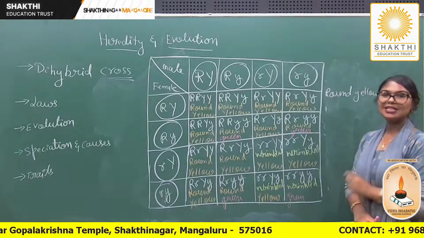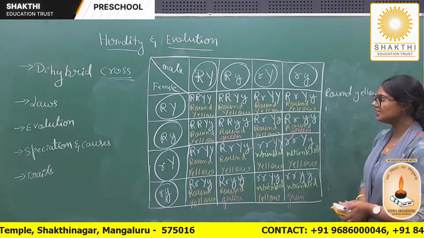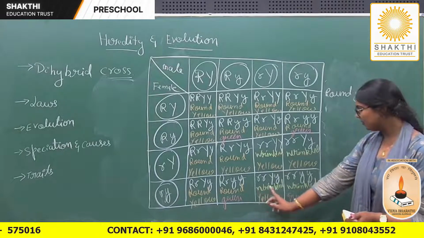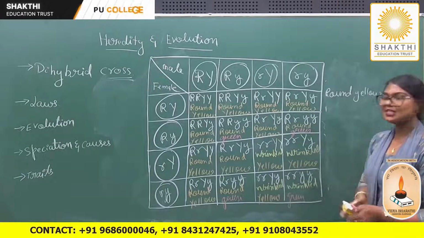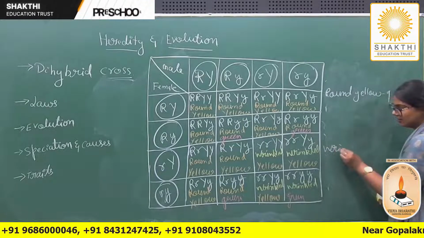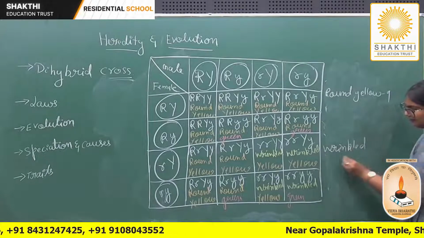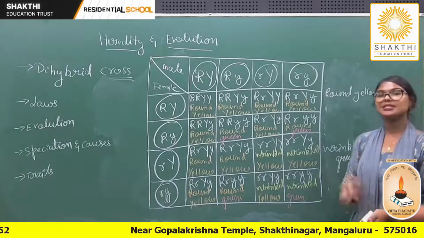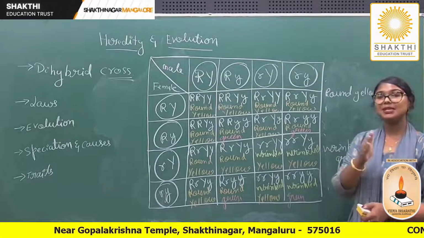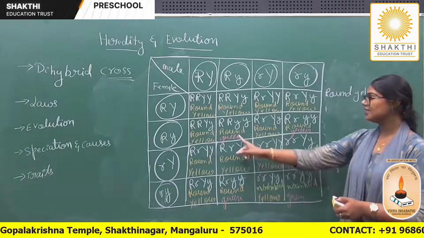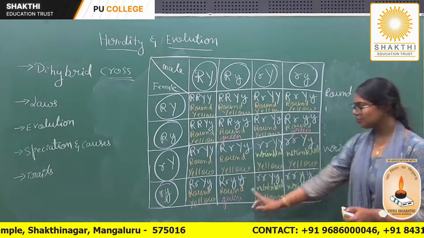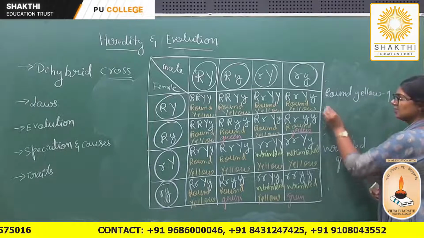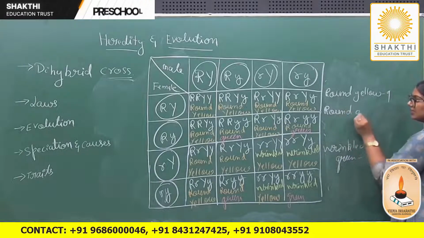Next we have wrinkled green. How many wrinkled green do we have? Let us count. Wrinkled green, 1. Only 1. So wrinkled green is 1. Next, what are the options, students? Round yellow is done. Next will be round green. So quickly, round green 1, round green 2, round green 3. So we have 3 round green seeds. Round green is 3.